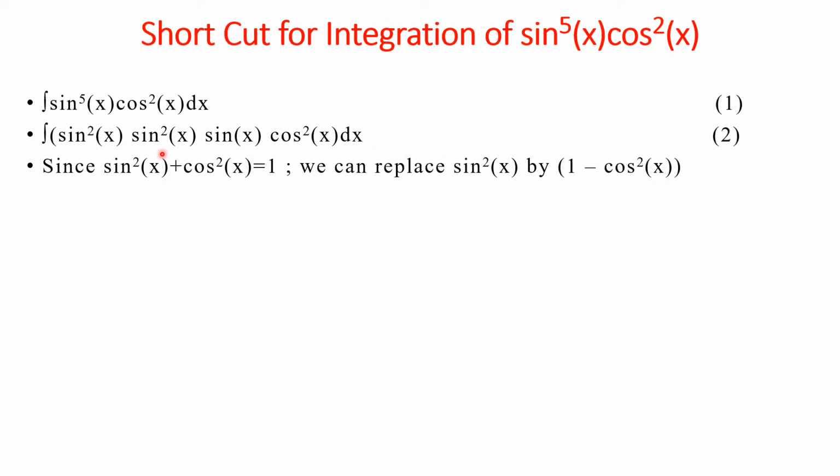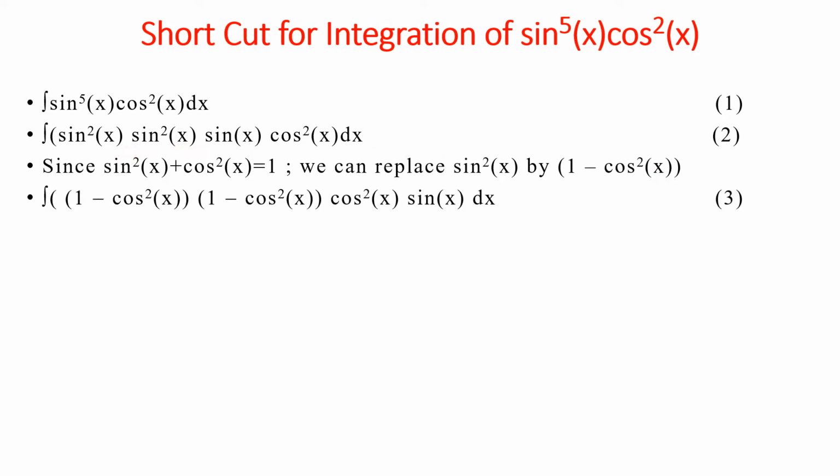If we do so for equation number 2, we're going to get equation number 3. The only difference is instead of sine square x, we have 1 minus cosine square x. Both of these two are replaced by 1 minus cosine square x. The rest is the same, except that we change the position of sine x with cosine x. Over here we have cosine first before sine x. Over here, sine before cosine x.